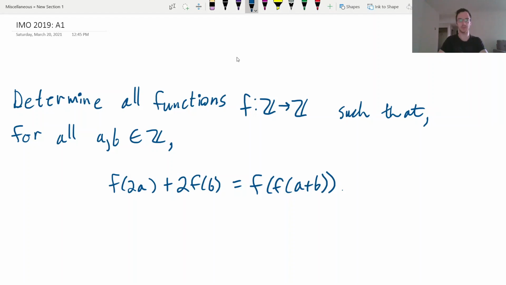This video will be a solution to the following IMO problem, which asks to determine all functions f from Z to Z such that for all a and b in Z, f(2a) + 2f(b) = f(f(a + b)).